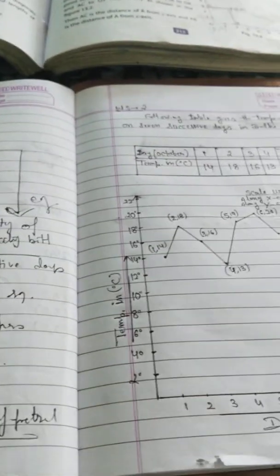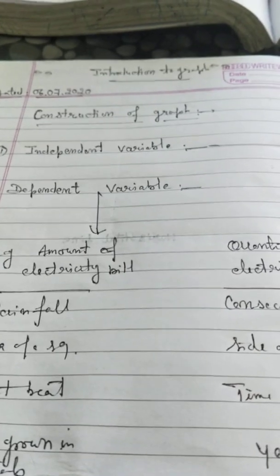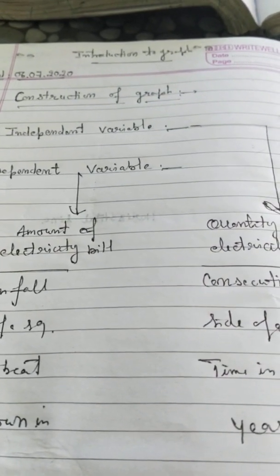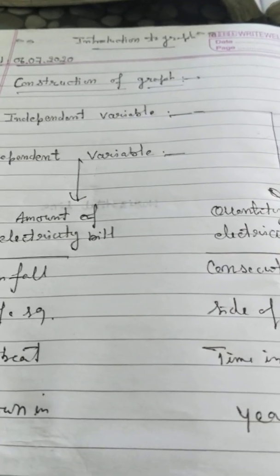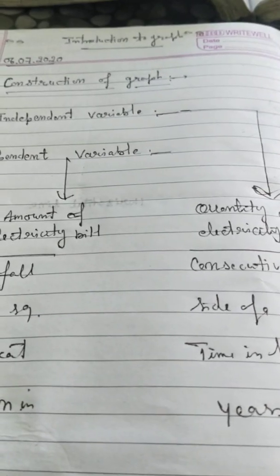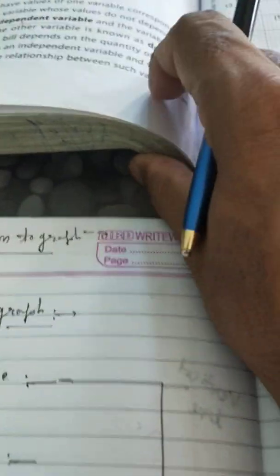Abscissa: the perpendicular distance of any point from the y-axis is called the abscissa, and the perpendicular distance of any point from the x-axis is called the ordinate. So we have to plot points on graph paper. That was the first worksheet. Now I go for the second worksheet.